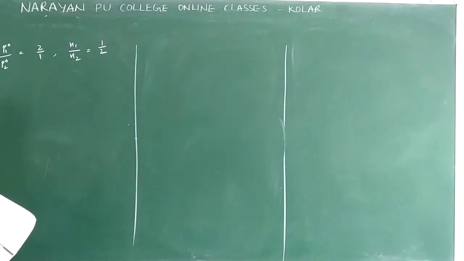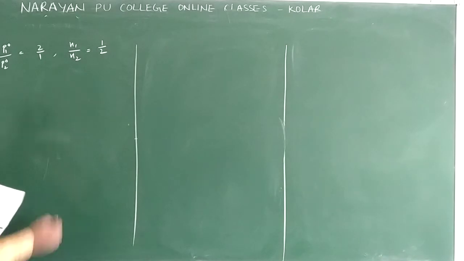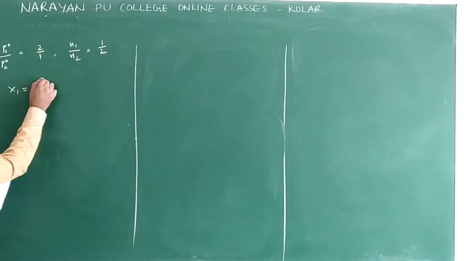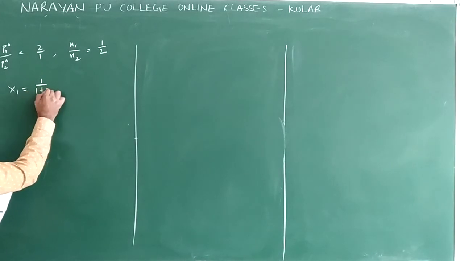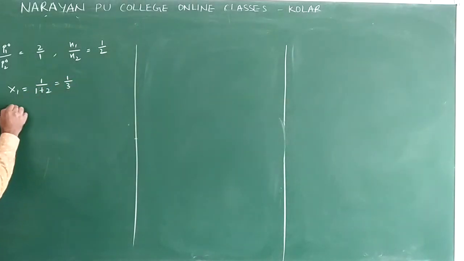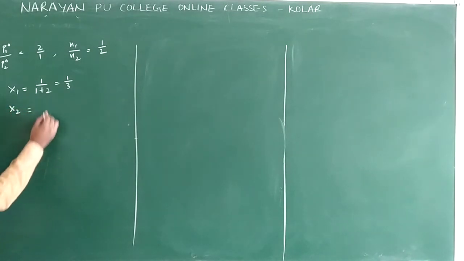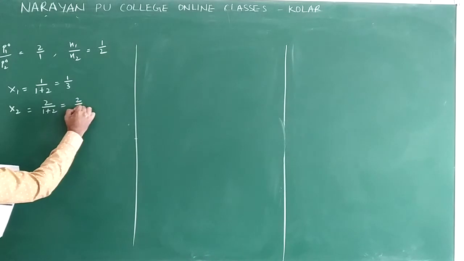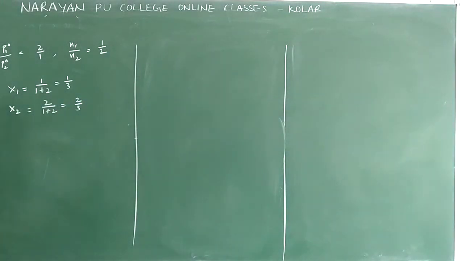From this we want to find out the mole fraction of the solute and the mole fraction of the solvent. Now I am writing here x1 is equal to 1 by 1 plus 2, that is equal to 1 by 3. Clear? Now x2 is equal to 2 by 1 plus 2, that is equal to 2 by 3 only. Clear? This is x1, this is x2.